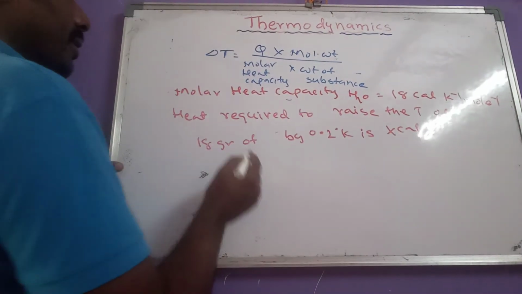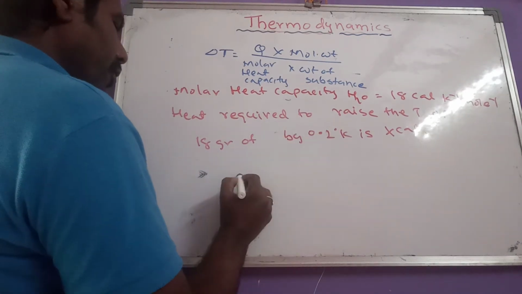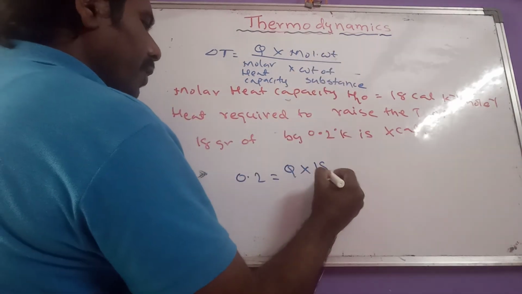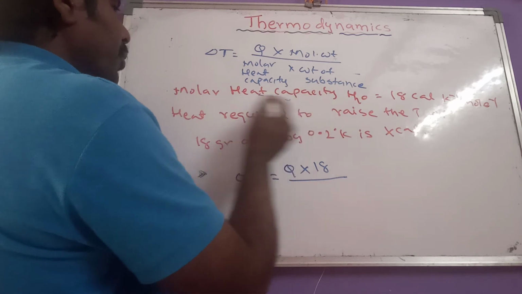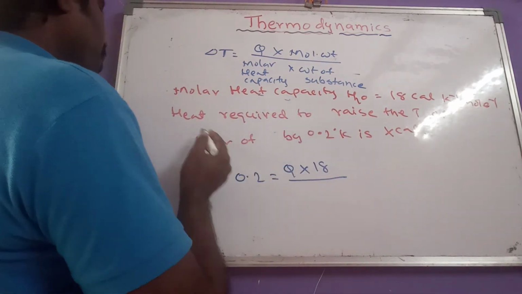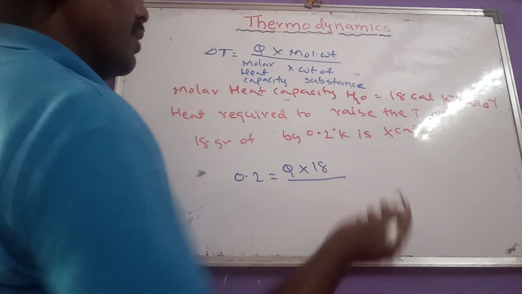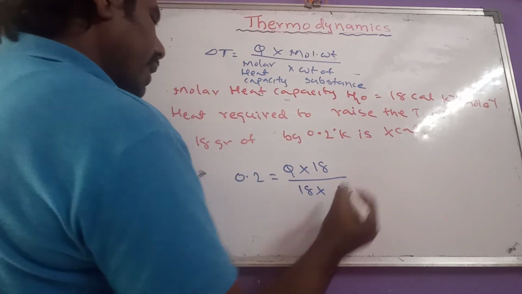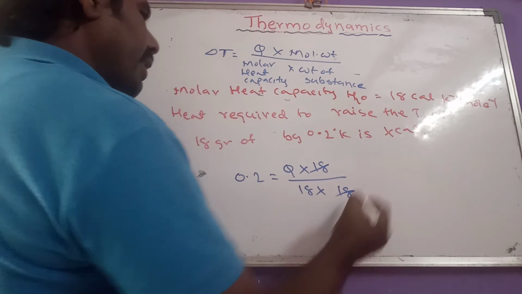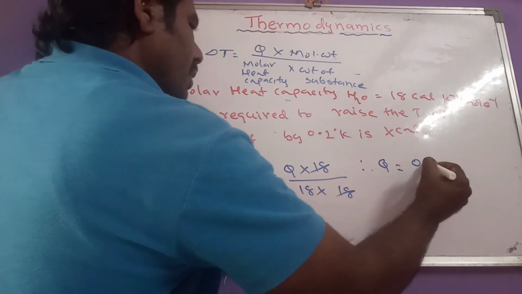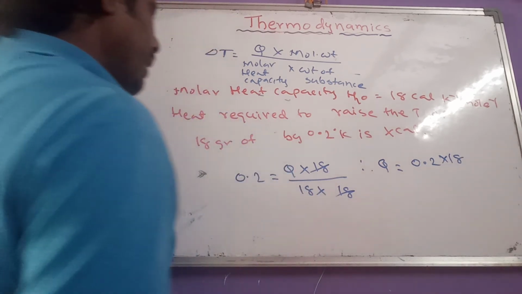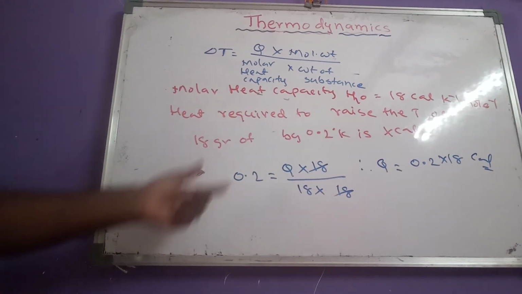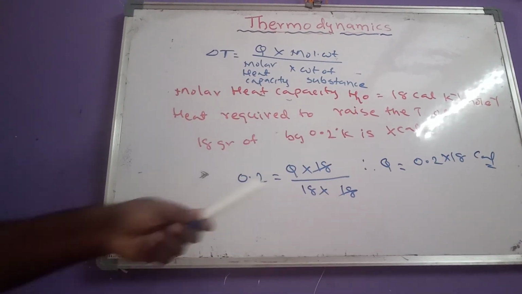Delta T, the change in temperature, is 0.2, equals Q, which we need to determine, times molecular weight of water, which is 18, divided by the molar heat capacity of water, which they have also given as 18. So 18 ones are 18 ones get cancelled. Now Q equals 0.2 into 18 calories. So this much amount of heat we need to provide for this water. This is the first question's answer.